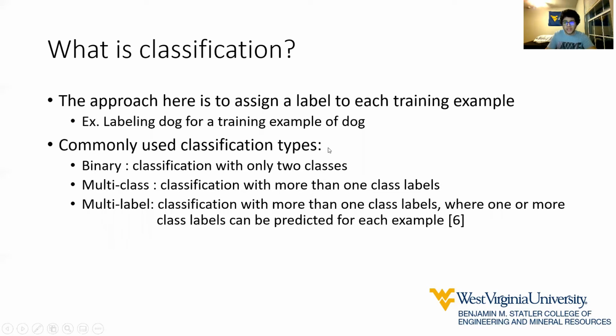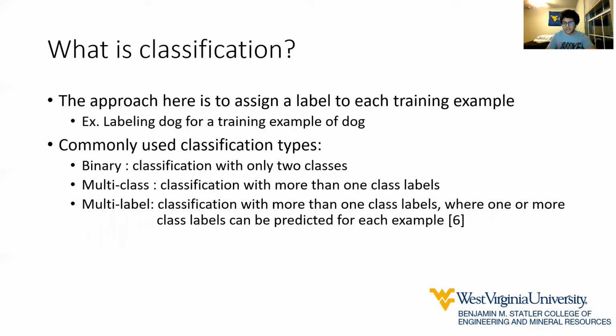There are three most commonly used classification types: binary classification, multi-class classification, and multi-label classification. In binary classification, we use that when the dataset only has two class labels. For example, we want to train our model which can predict an image of either a dog or a cat. So there are only two class labels available. So we will use the binary classification technique here.